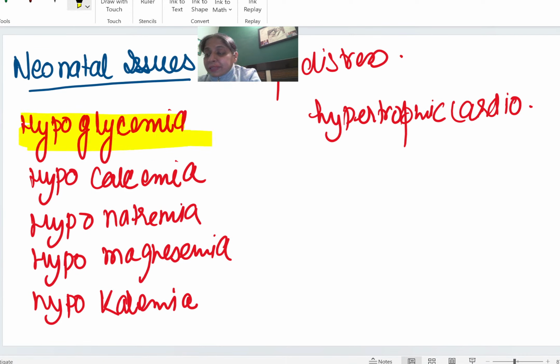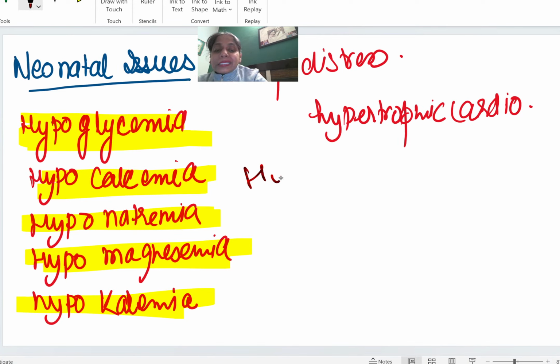Once the fetus is delivered, it has hypoglycemia, hypocalcemia, hyponatremia, hypomagnesemia, hypokalemia. It is very easy, they keep on asking this. In the options, they give you hypercalcemia or hyperkalemia.